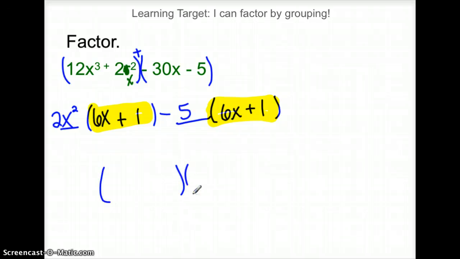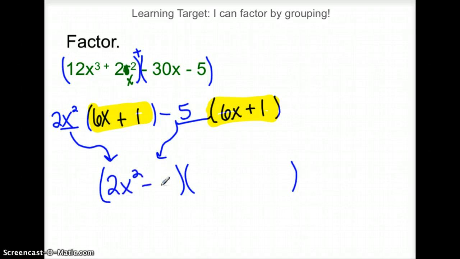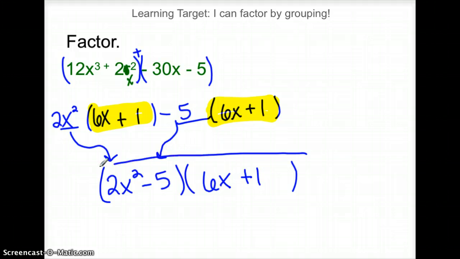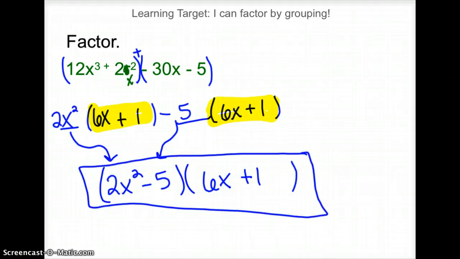So I'm going to have two groups. The 2x squared and the minus 5 we're going to put together in a group. And then the 6x plus 1 in a group. Okay? And that would be my factored answer. All right, hopefully you're catching on. I've got one more for you for this video.